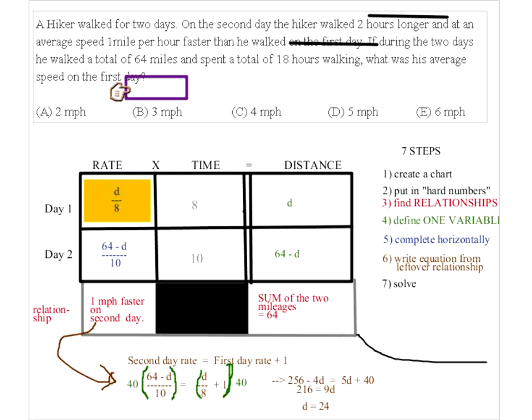Okay, does everybody follow this explanation? It's the same 7 steps, but we just defined our variable differently. Any questions about this? Okay. Let me try to throw.